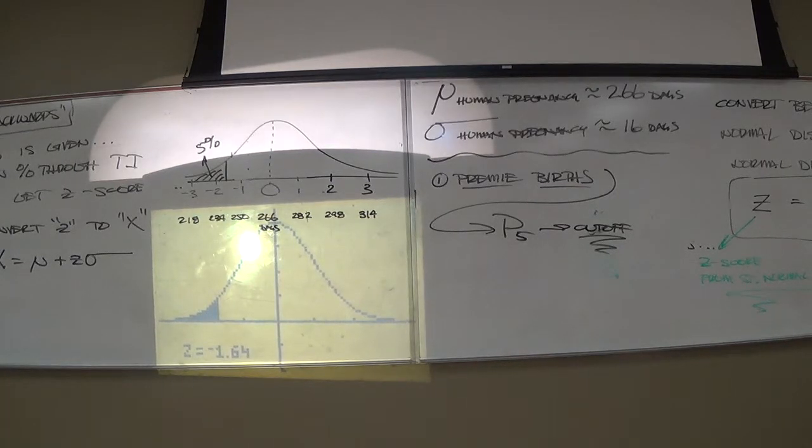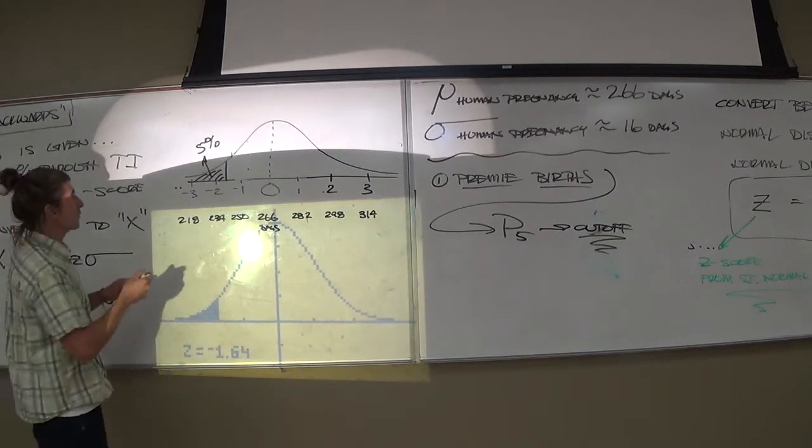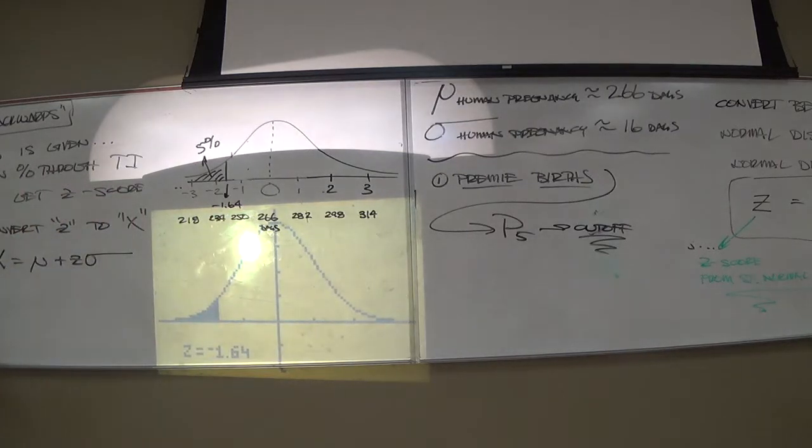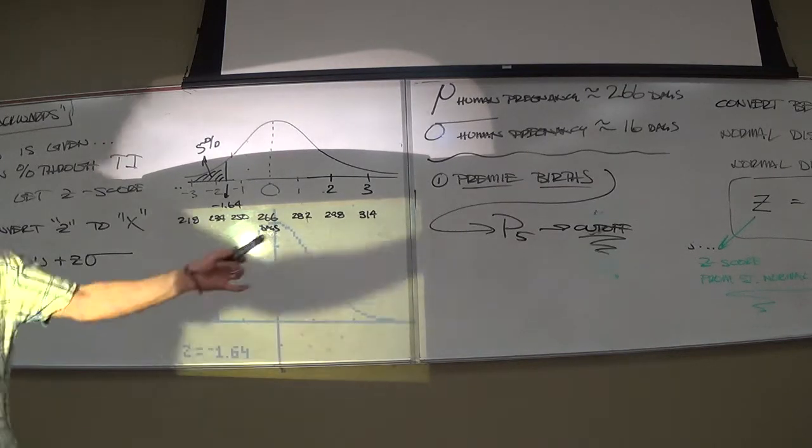So now we know that the z-score we need to use is negative 1.64. And that's great. But because we live in America, you can't tell the mothers or the fathers or the families or the practitioners, okay, 1.64 standard deviations down, you're a preemie. What do they need to hear? How many days? Give them a day, based on that average of 266 and a standard deviation of 16.